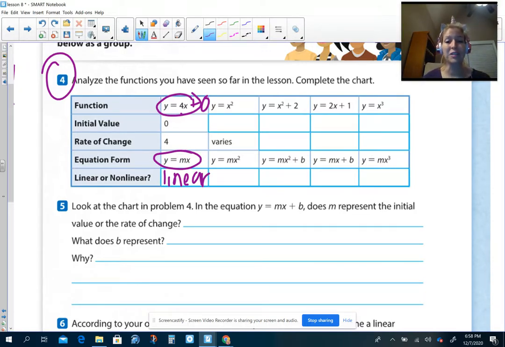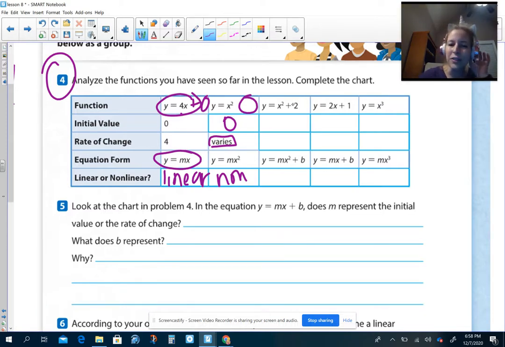Okay, y'all ready to move on? Let's see how you did. So the initial value, do I have an initial value? Nope. My slope does vary because it's going to change every time. And here's what my equation looks like. Y equals mx squared. So is this going to be linear? Nope, this is non-linear.